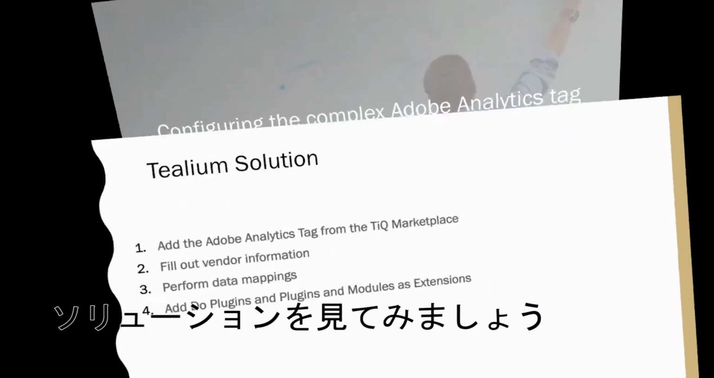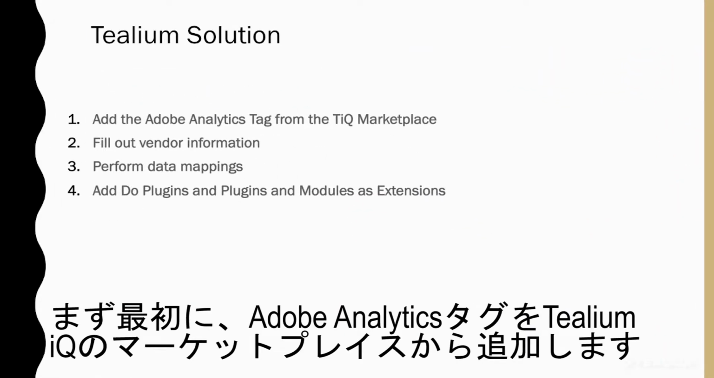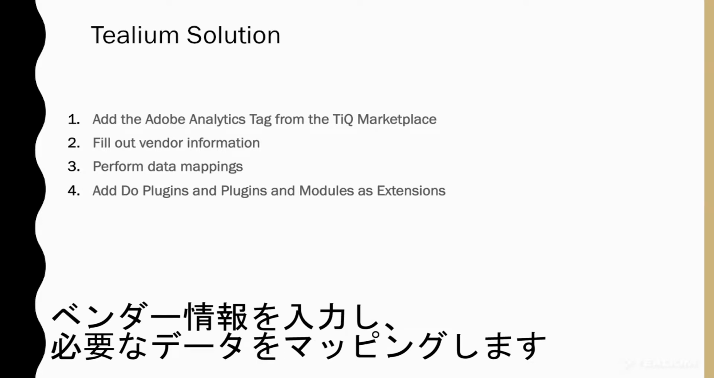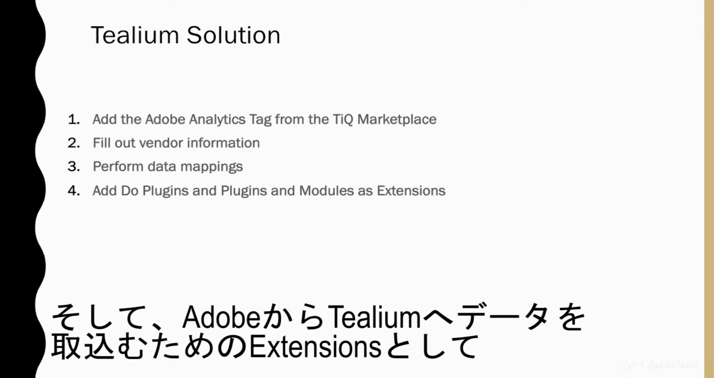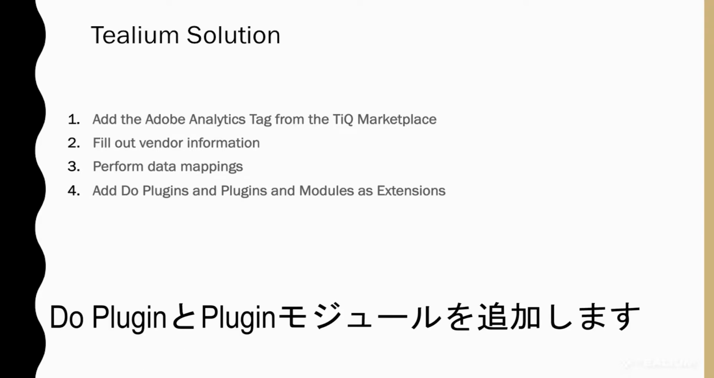Let's go over the solution. First, we will add the Adobe Analytics tag from the TIQ Marketplace. We'll fill out the vendor information and perform any necessary data mappings. Then we will add the doPlugins and modules that we received from Adobe as extensions within Telium.